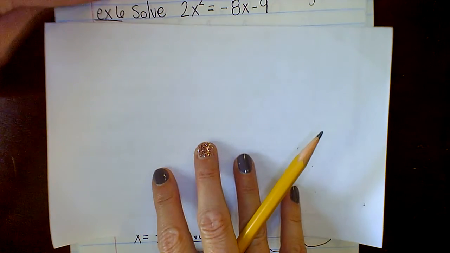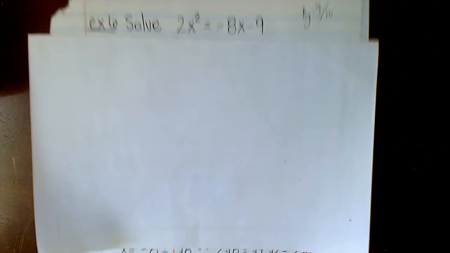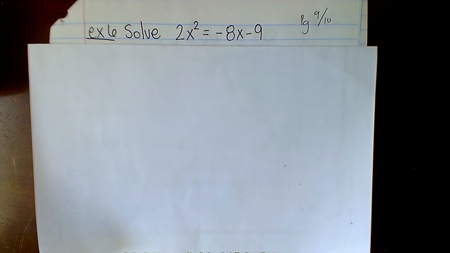Moving on along here. So you can see this one is not in standard form. So let's go ahead and get it in standard form first. Then let's label A, B, and C. Plug them into the quadratic formula. See where the day takes us.